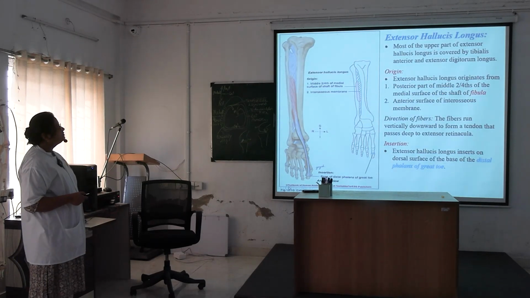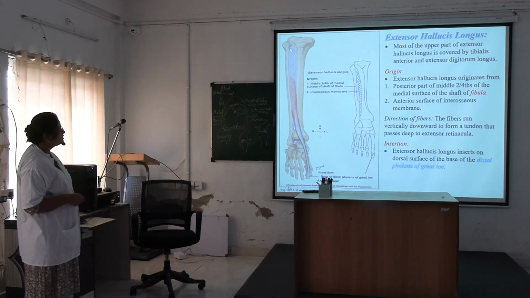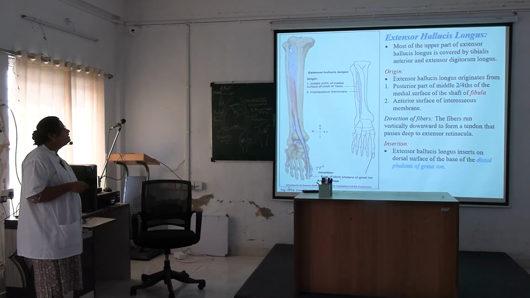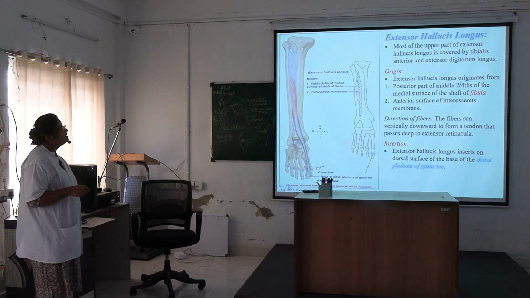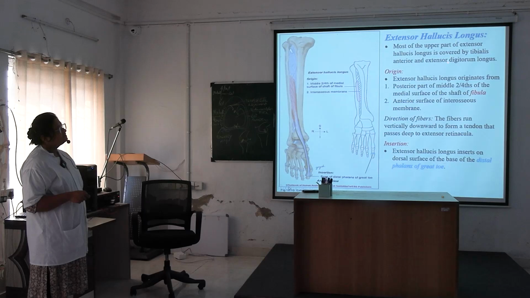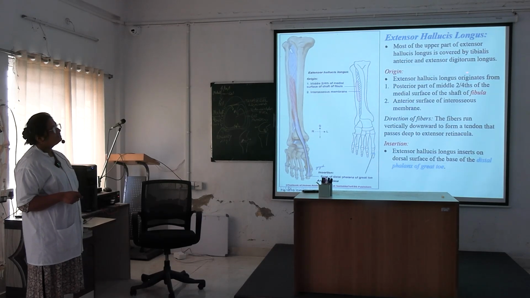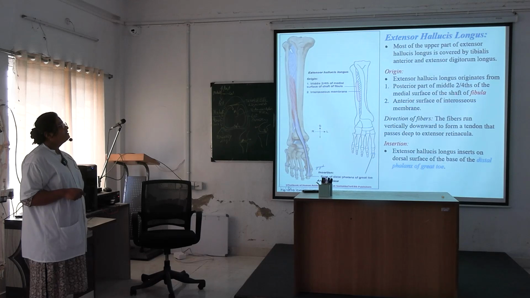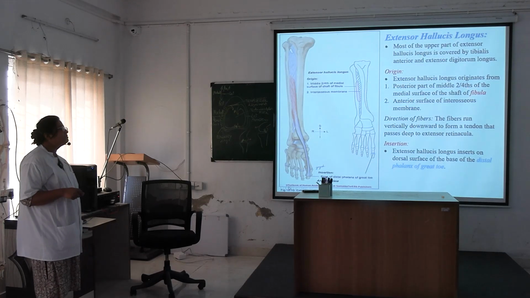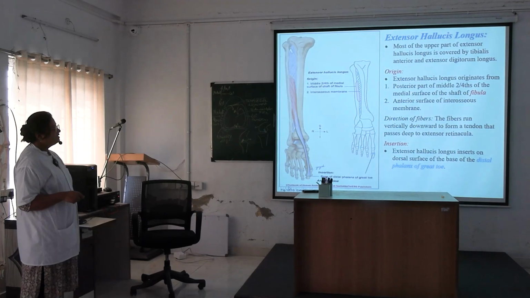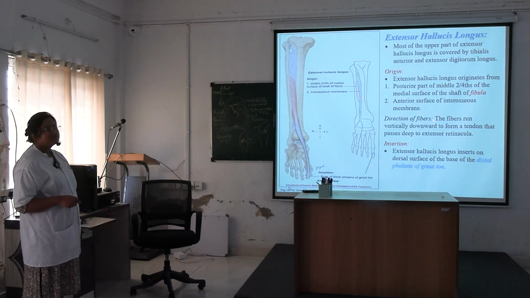Next, extensor hallucis longus. So this is extensor hallucis longus. Okay, this is the origin, middle two-fourths of medial surface of shaft of fibula, interosseous membrane. Most of the upper part of extensor hallucis longus is covered by tibialis anterior and extensor digitorum longus. Extensor hallucis longus originates from posterior part of middle two-fourths of the medial surface of shaft of fibula and anterior surface of interosseous membrane.